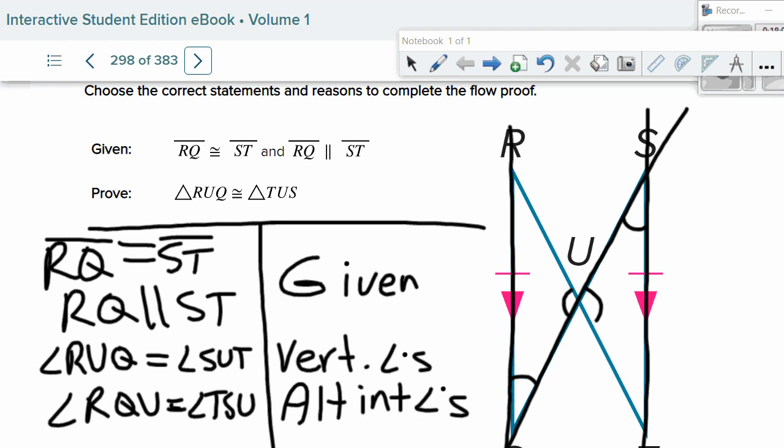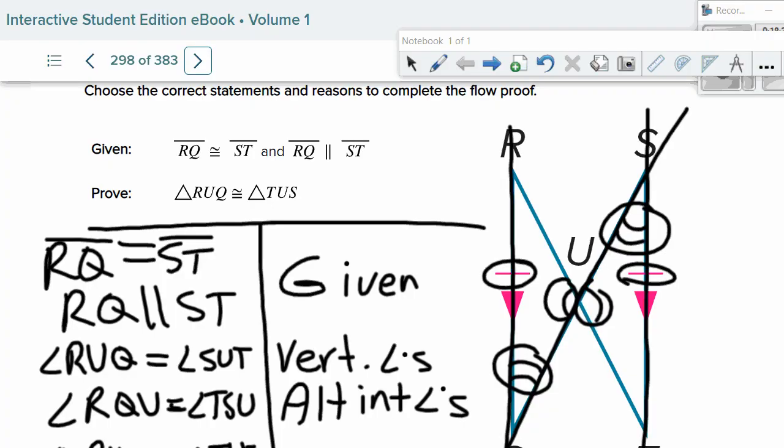So if you look at that, I've got this angle here and here. I've got these angles here and here, and I've got a non-included side there and there. So I could say the triangle RUQ is congruent to triangle TUS by AAS, angle angle side.